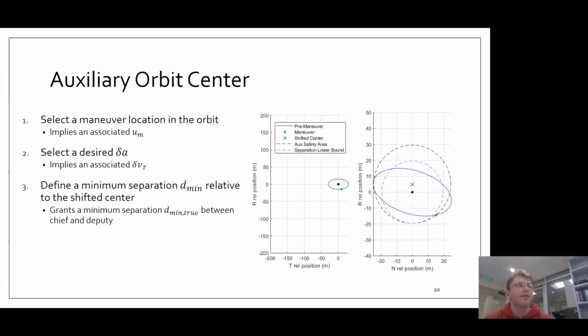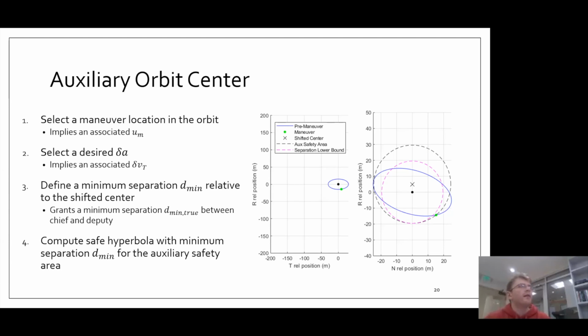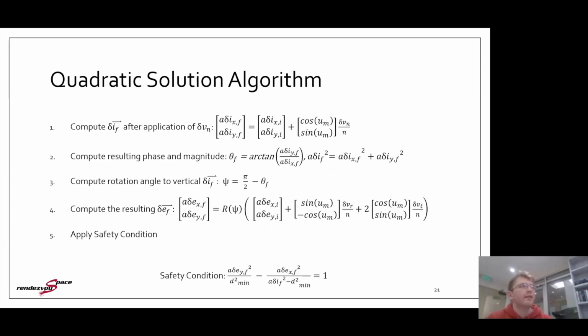And so this gives us the Rn separation we need above us, which we can specify to be a certain amount, as well as giving us the along track drift, which wasn't previously possible with the relative eccentricity inclination safety. And then once you have your minimum separation, you can construct your hyperbola and move your eccentricity vector or inclination vector into the safe state hyperbola based on this shifted formulation. And I'll show you practically what this involves.